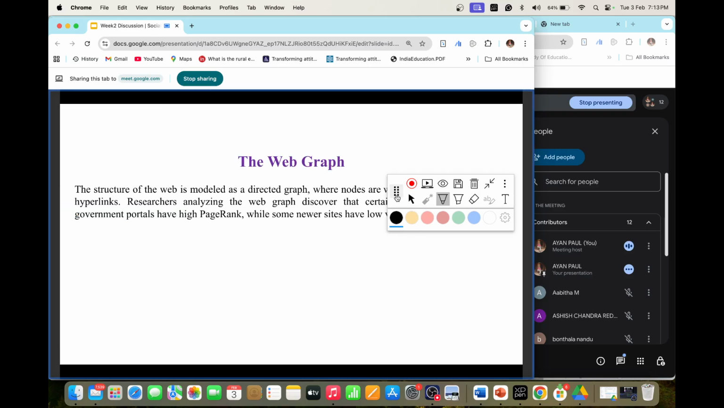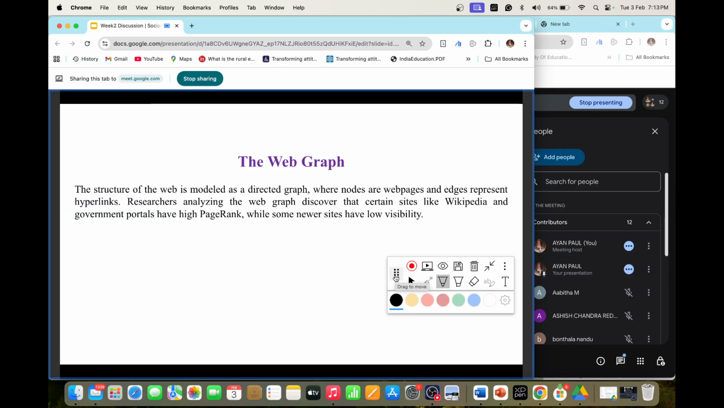So let's move on to the next case, that is case 3. The web graph: the structure of the web is modeled as a directed graph. Okay, very necessary, now this is a directed graph. Your synonymy network is an undirected graph, and your first network, the ingredient network, is also an undirected graph, but this web graph is a directed graph. Where nodes are web pages and edges represent hyperlinks. Researchers analyzing the web graph discovered that certain sites like Wikipedia and government portals have high PageRank, while some newer sites have lower visibility.